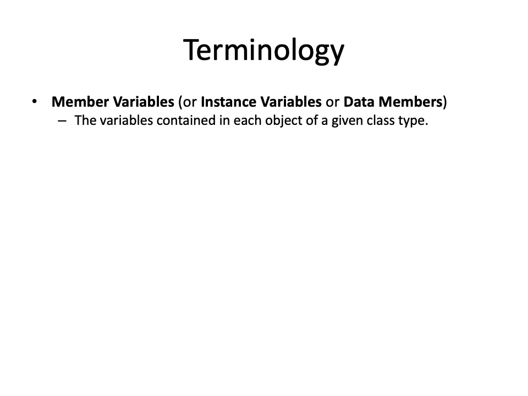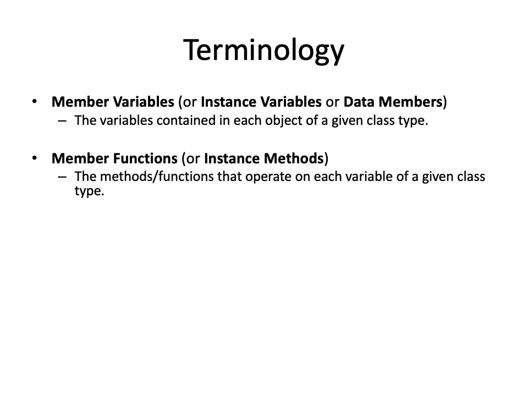So if I create a new class called fruit, then the variables contained in that fruit might be the color of the fruit, the type of the fruit, the acidity of the fruit. I don't know, something like that, right? It's the data that you would give to that object. Member functions, which are also called instance methods, are the functions or methods that will operate on each variable of a given class type. So for instance, with the vector, the member functions were the functions like push_back or size, and so on.